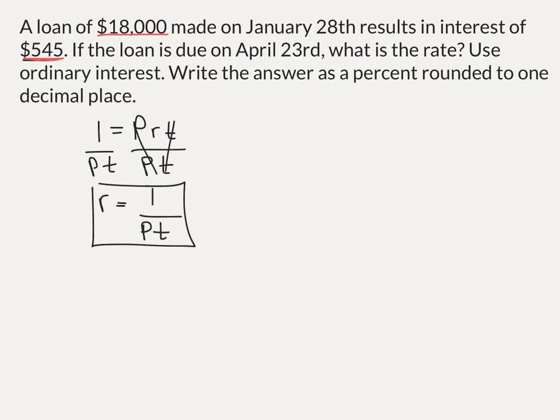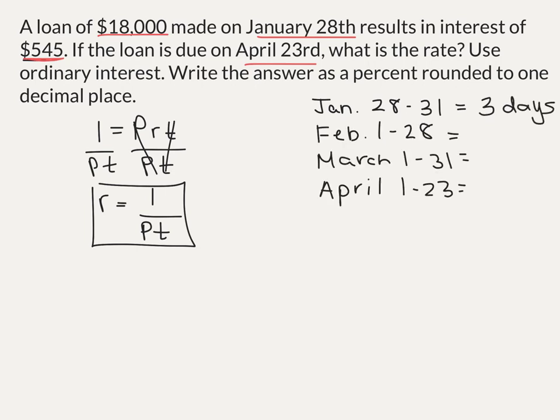Now I need to find the time, or the number of days between January 28th and April 23rd. First, we'll look at January. We have January 28th through January 31st, since there's 31 days in January. We don't count the 28th, so to find the number of days, we'll just subtract 28 from 31, and that gives us 3 days that will count.